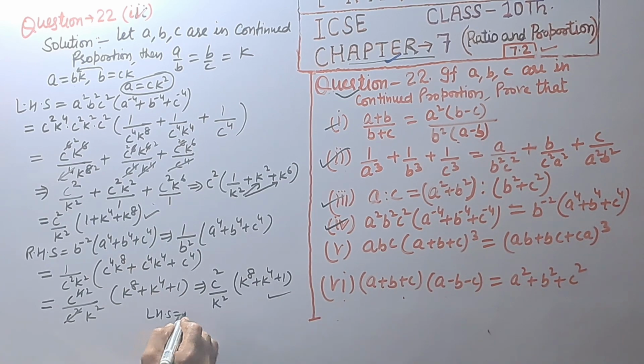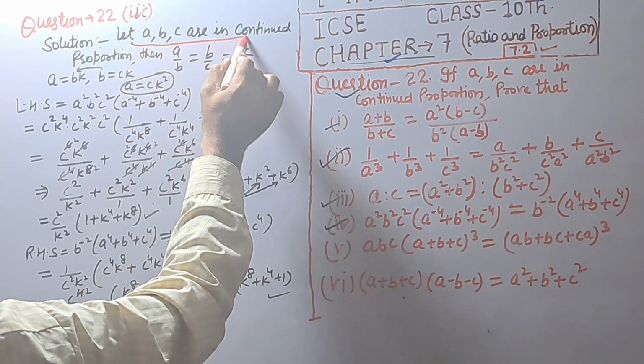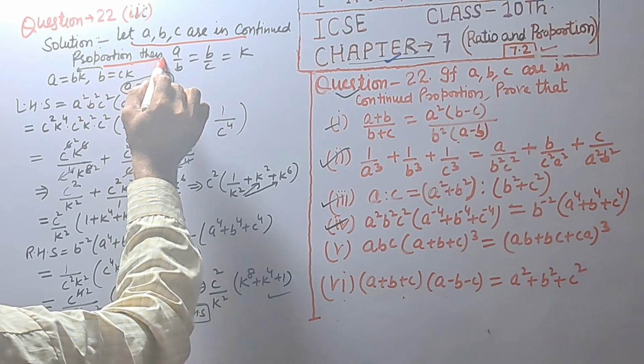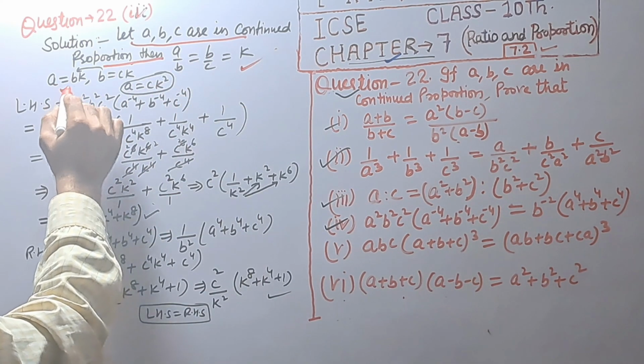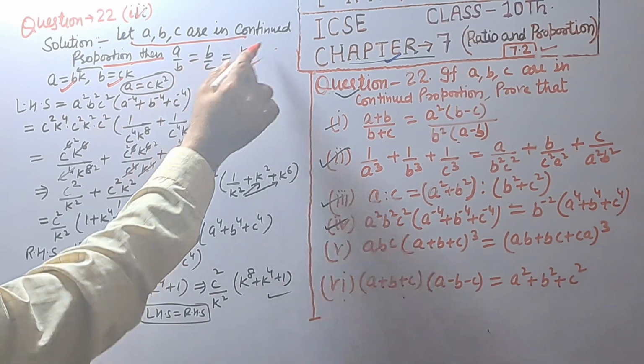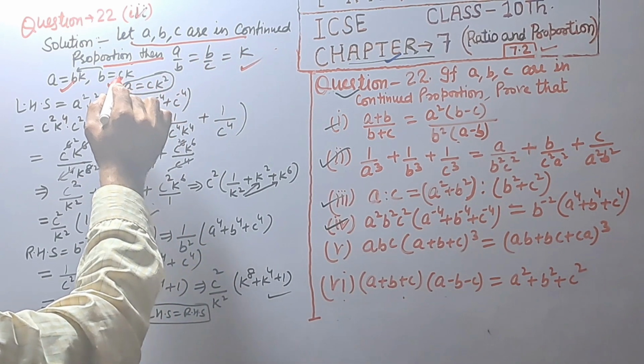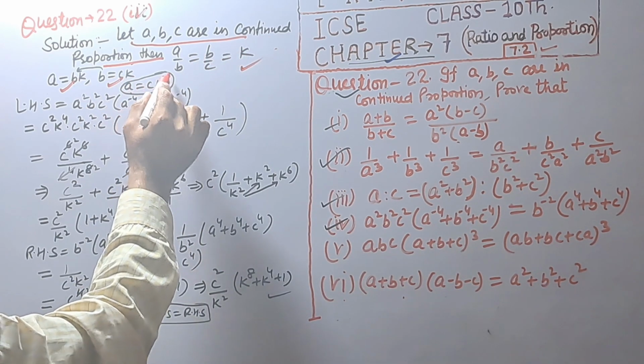Left hand side is equal to right hand side. Let a, b, c be in continued proportion, then a upon b equal to b upon c, that is equal to k. a is equal to bk and b is equal to ck. So we get a is equal to ck square.